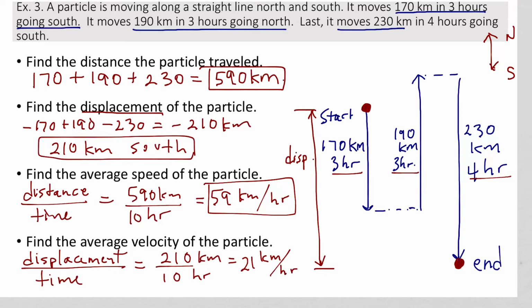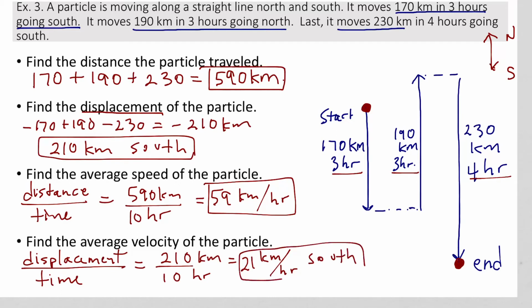All right, and this is acting south, negative. So I'm going to say 21 kilometers per hour south. So it depends on how your problem is worded, whether it's the sign, the negative, or the word south that the problem is asking you for. Just read the instructions carefully. Okay, so that covers that problem.